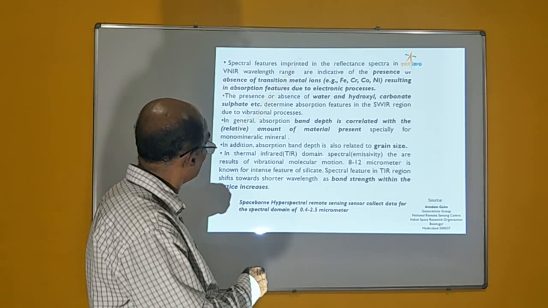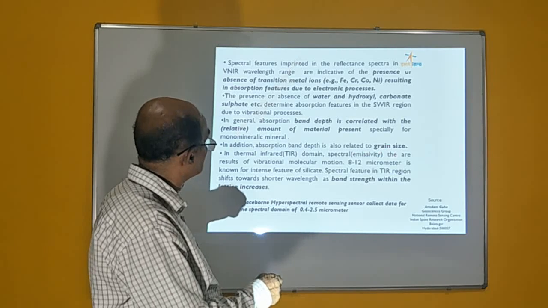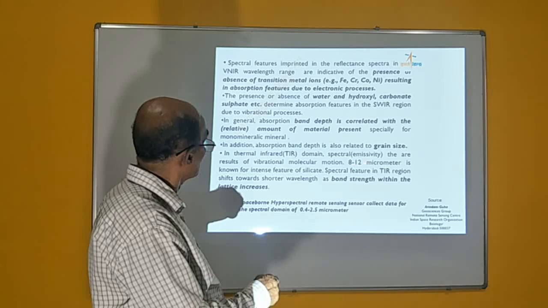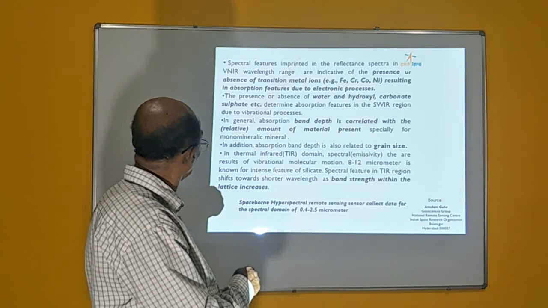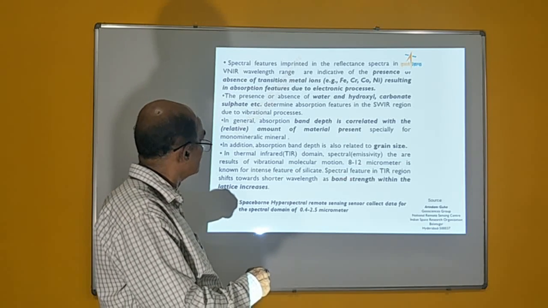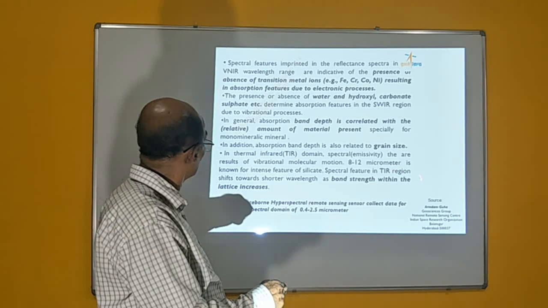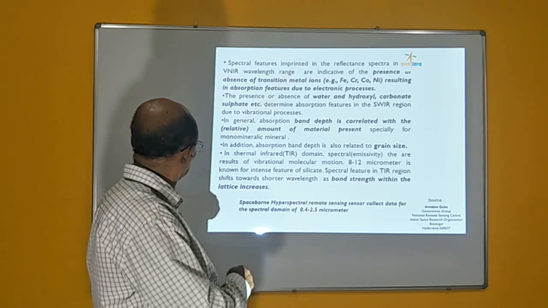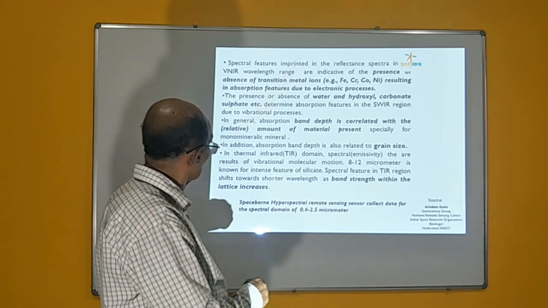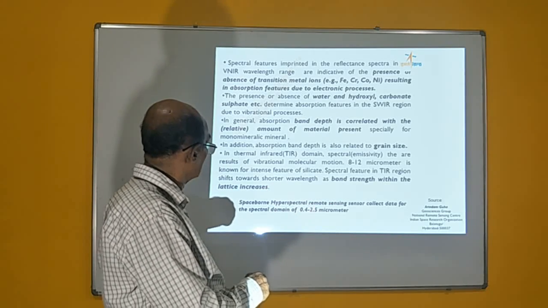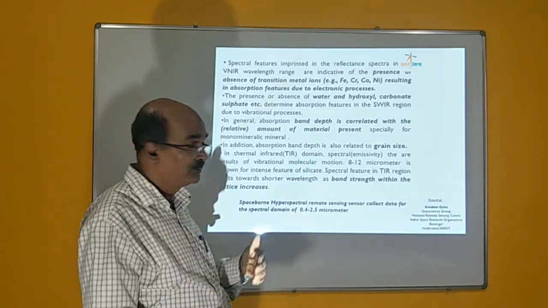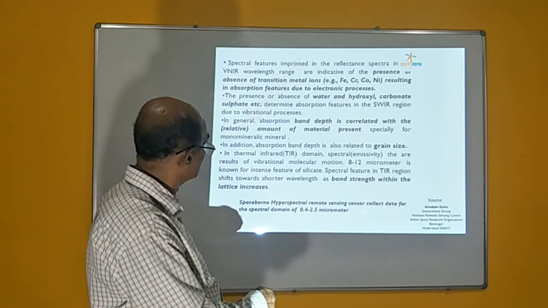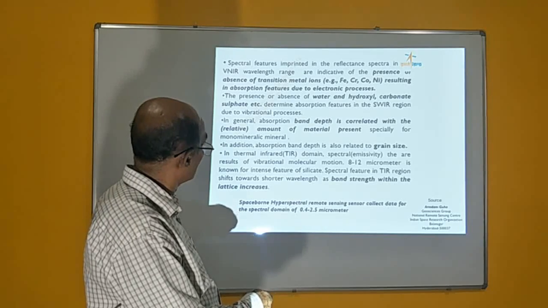In the thermal infrared domain, spectral features, that is emissivity, are the result of vibrational molecular motion. The 8 to 12 micrometer range is known for intense features of silicate. Spectral features in the thermal infrared region shift towards shorter wavelength as bond strength within the lattice increases. See, normally here we are using the 0.4 to 2.5 micrometer, or 400 to 2500 nanometer, range of the electromagnetic spectrum.